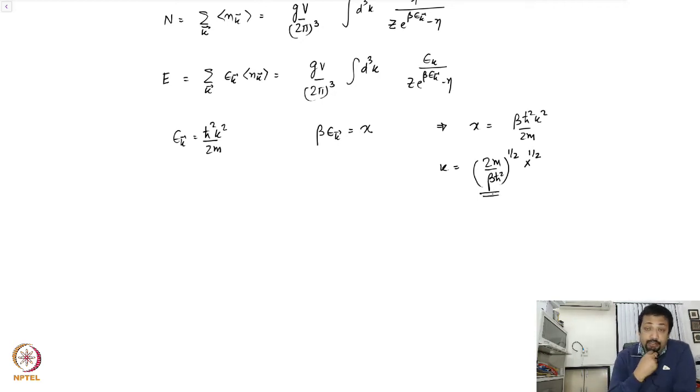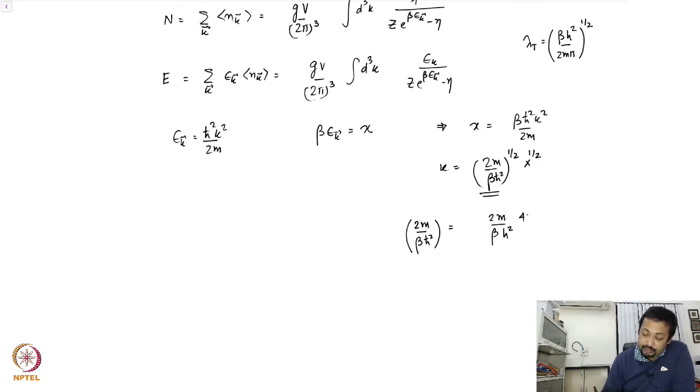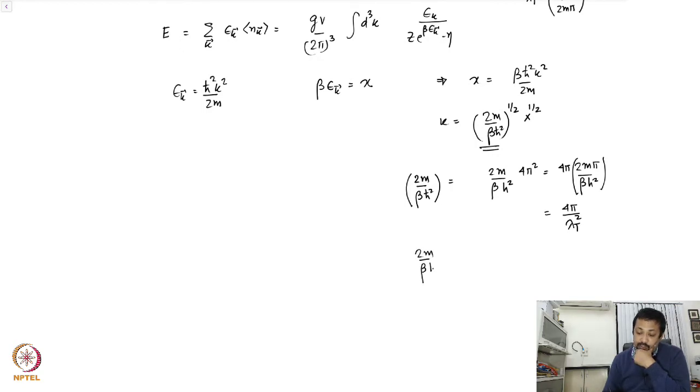Now, if I look at this particular expression, it looks very, very familiar to me. Now, I know that lambda t was beta h square over 2m pi raised to the power half. So then, twice m over beta h bar square is nothing but twice m over beta h square times 4 pi square. So, which means I can write this as 4 times 2m pi over 4 pi times 2m pi over beta h square, and therefore you see that this is 4 pi over lambda t square, so that twice m over beta h bar square raised to the power half is going to be 2 pi to the power half lambda t. Very nice.